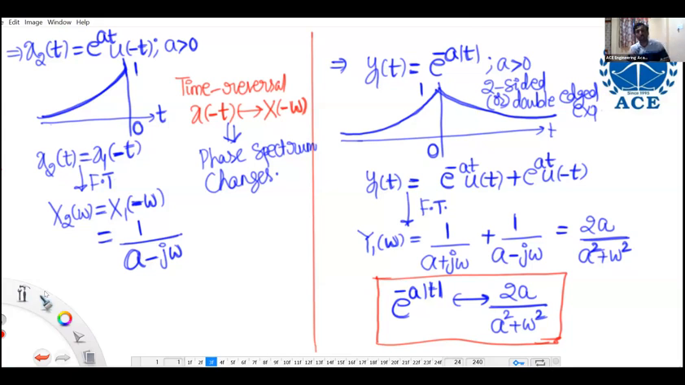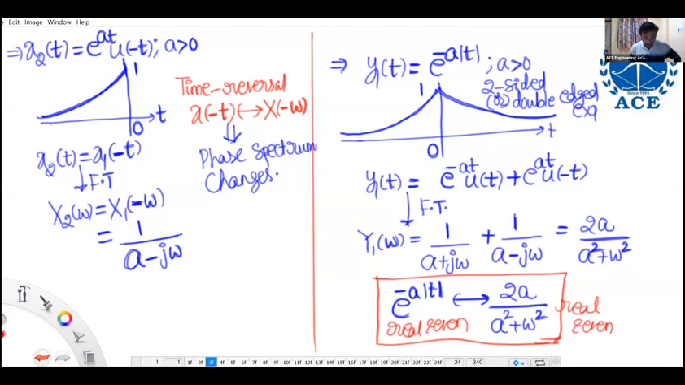From this example, we should make one observation. Is this two-sided exponential a real and even signal or not? It is a real, even signal. What about our spectrum? 2a by a square plus omega square is a real term. If I replace omega with minus omega, the answer is the same. The spectrum is also real and even.